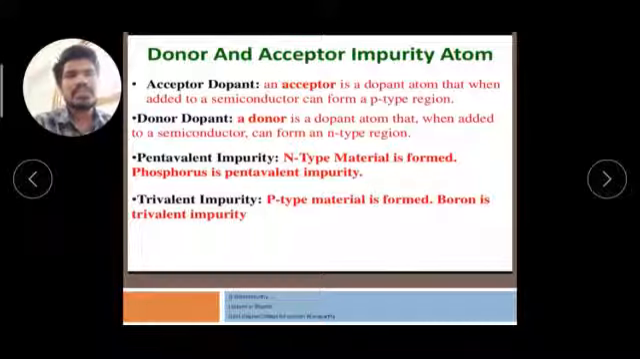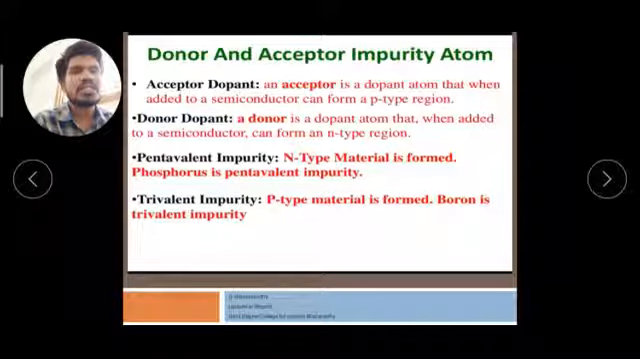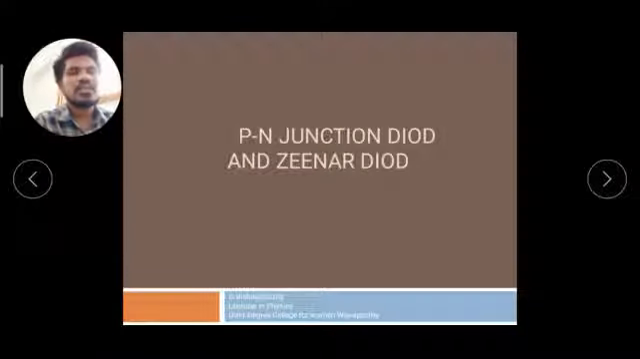Donor and acceptor impurities. Acceptor dopant: an acceptor is a dopant atom that when added to a semiconductor can form a p-type region. The donor: a donor is a dopant atom that when added to a semiconductor can form an n-type region. The pentavalent impurity, n-type material is formed; phosphorus is a pentavalent impurity. Trivalent impurity, p-type material is formed; boron is called the trivalent impurity.